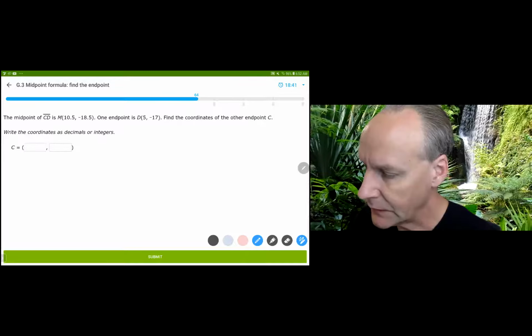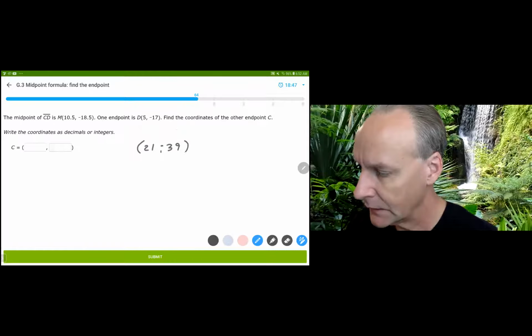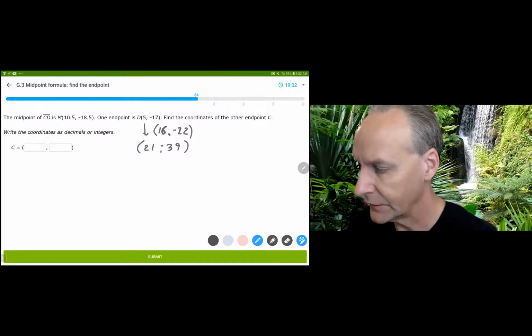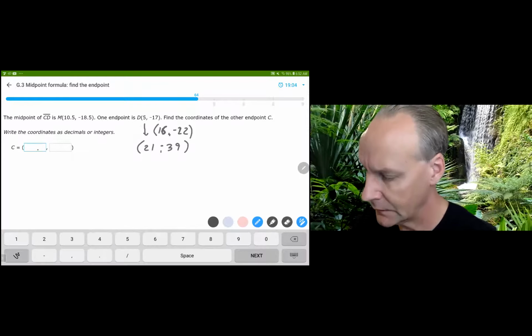Double my midpoint is at 21 and -39. And I need to add 16 to 5. I said 16, not 15. 16 and 5 makes 21. And -17 and -22, it looks like, gives me -39. So 16, -22.